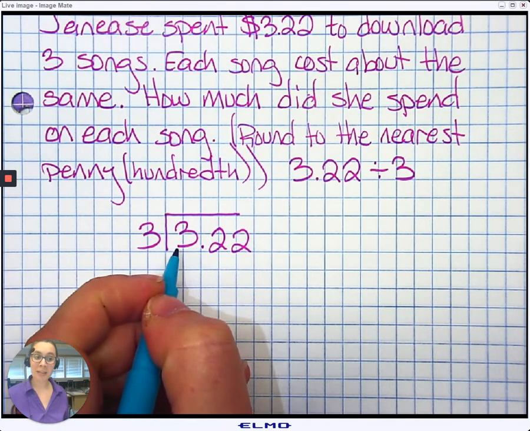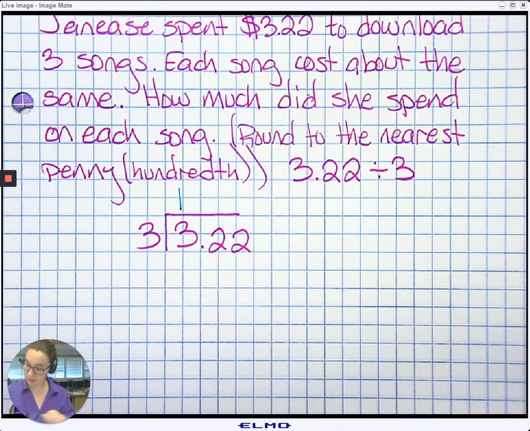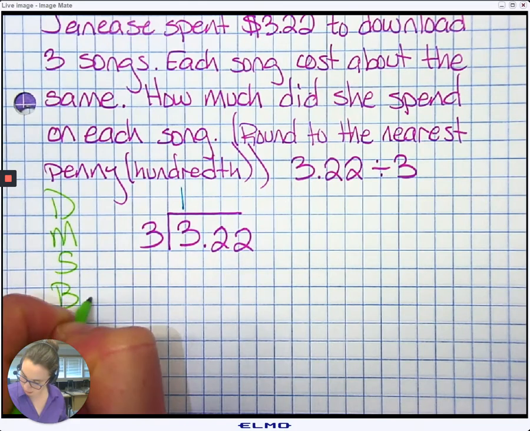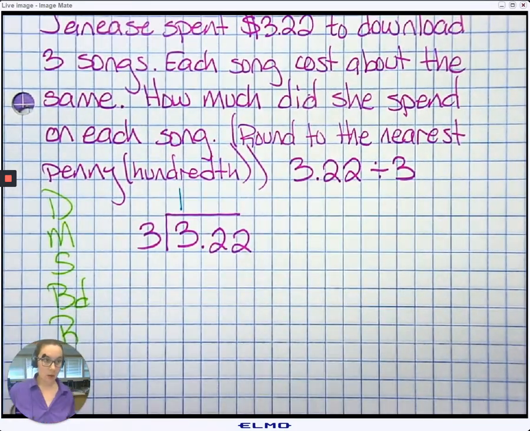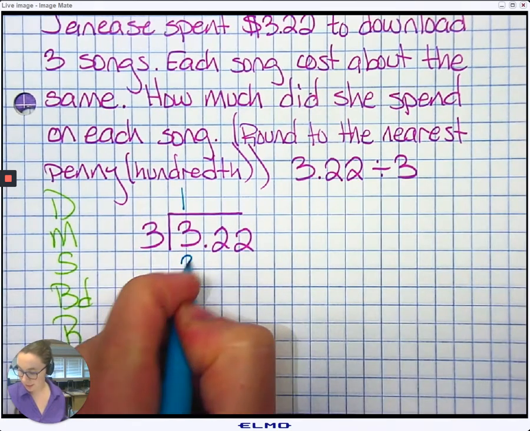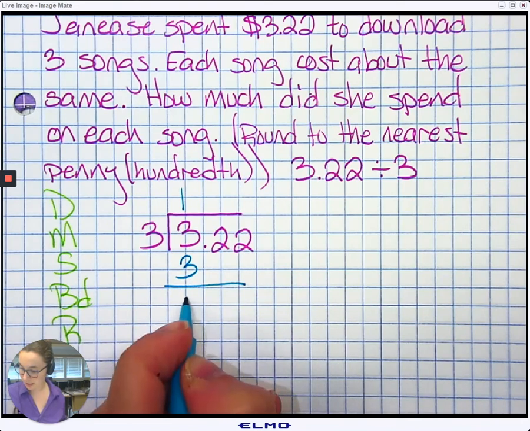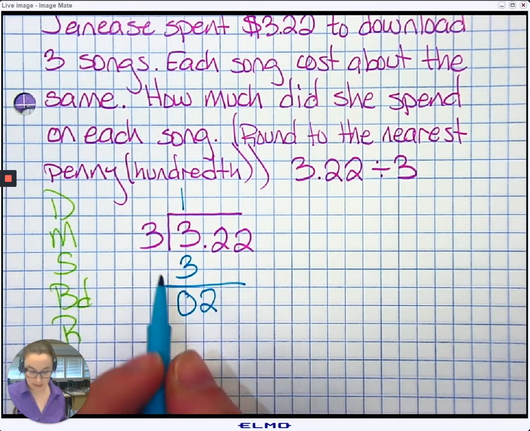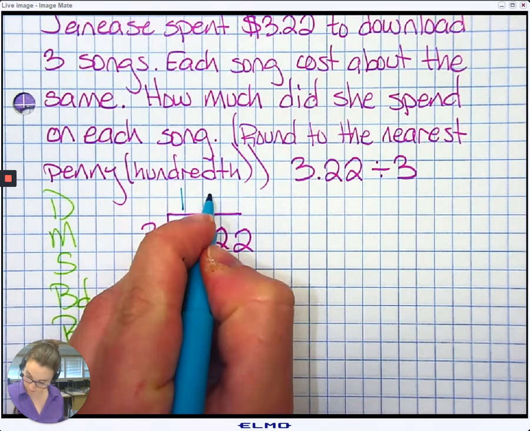3 into 3? Why, yes it does! One time. I always forget to do this. Divide, multiply, subtract, bring down, repeat. I like to be able to point to these. Okay, 1 times 3 is 3 for multiply. We'll subtract. 3 minus 3 is 0. Bring down the 2. How many times does 3 go into 0? Or 3 go into 2? Well, it doesn't. So I'm going to put a 0 up here.